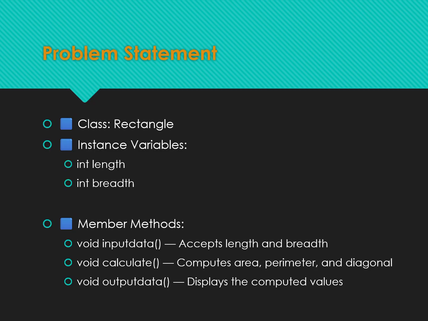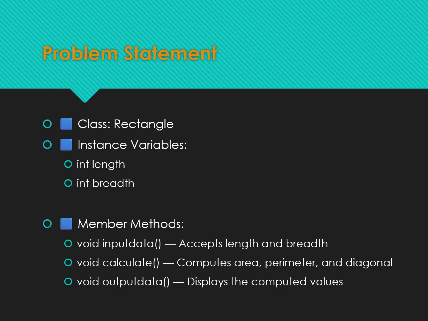Let's now take a look at the problem statement. We are required to design a Java class called rectangle that represents the basic properties and computations related to a rectangle. The class should include two instance variables, length and breadth, both of type int. These variables will store the dimensions of the rectangle.